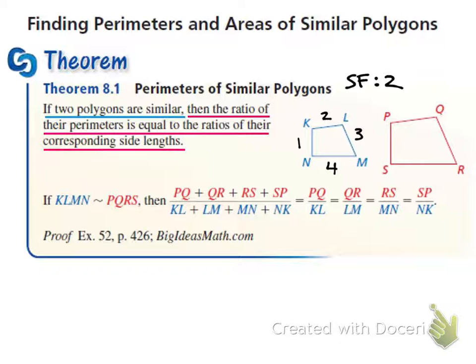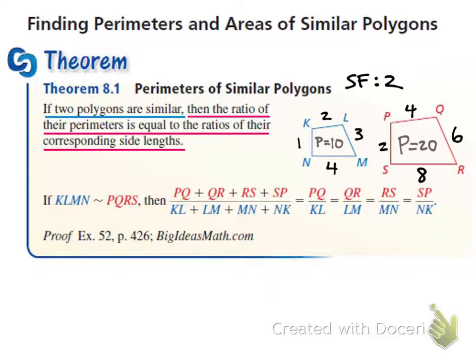So what would the length of PS be? It'd be 2. What would the length of PQ be? 4. What would the length of QR be? And the length of SR would be 8. Okay, so let's look at their perimeters. How do you find the perimeter of any shape? You add the sides. So let's start with this. 1 plus 2 is, plus 3 is, plus 4 is 10. 2 plus 4 is 6, plus 6 is, plus 8 is 20.